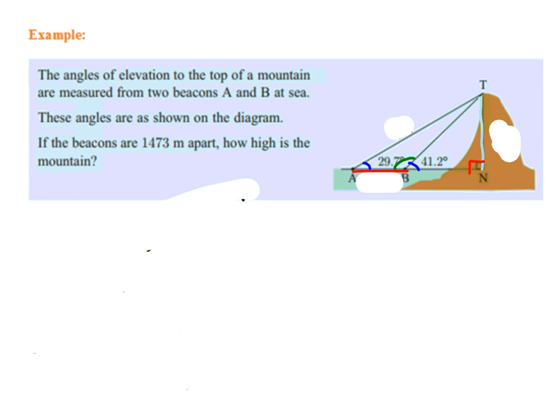The angle of elevation to the top of a mountain, and the angle of elevation is measured relative to the horizontal, are measured from two beacons, A and B. So two different angles of elevation. From B it's 41.2, from A it's 29.7. And they're at C. These angles are shown on the diagram. If the beacons are 1,473 meters apart, meaning this length here in red, how high is the mountain? So they want us to work out this height. You can call it H for height. I called it Y for some reason.